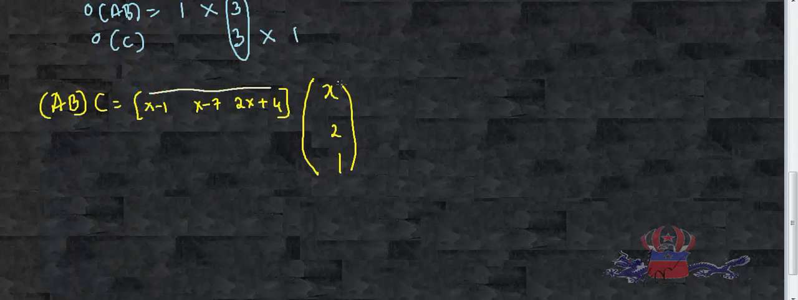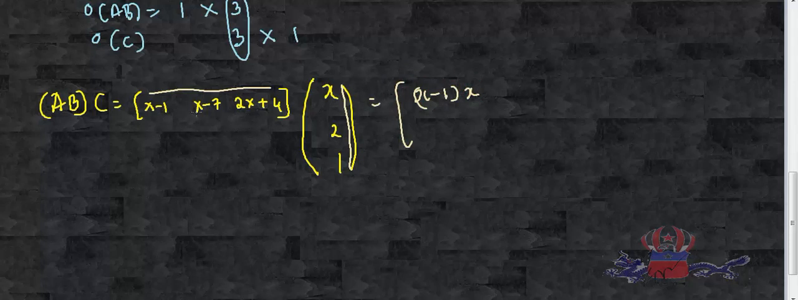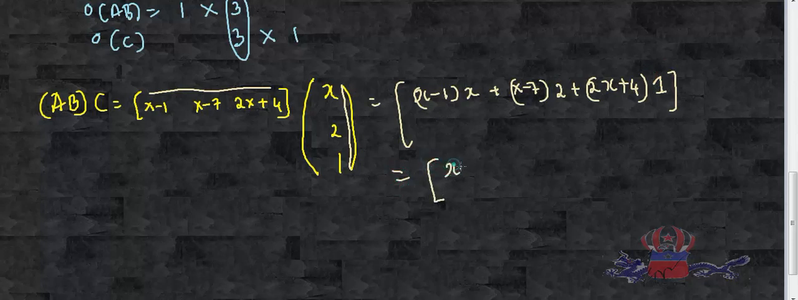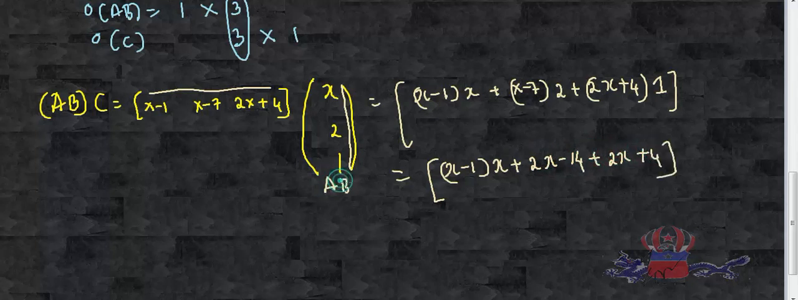So it's going to be row versus this column. That would give us x negative 1 multiplied with x, and then x minus 7 multiplied with 2, plus 2x positive 4 multiplied with 1. So this is going to be equal to, I'm just going to write it as x negative 1 times x, positive 2 times x negative 7, positive 2x positive 4. So this is going to be AB with C.